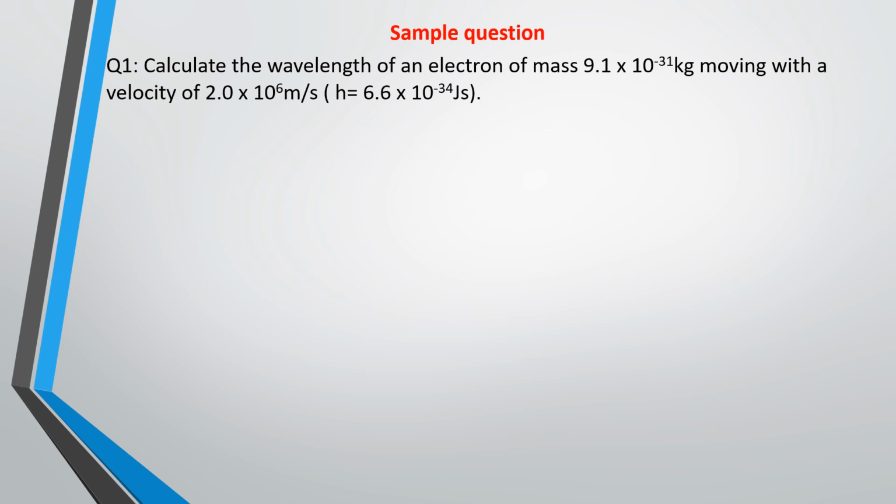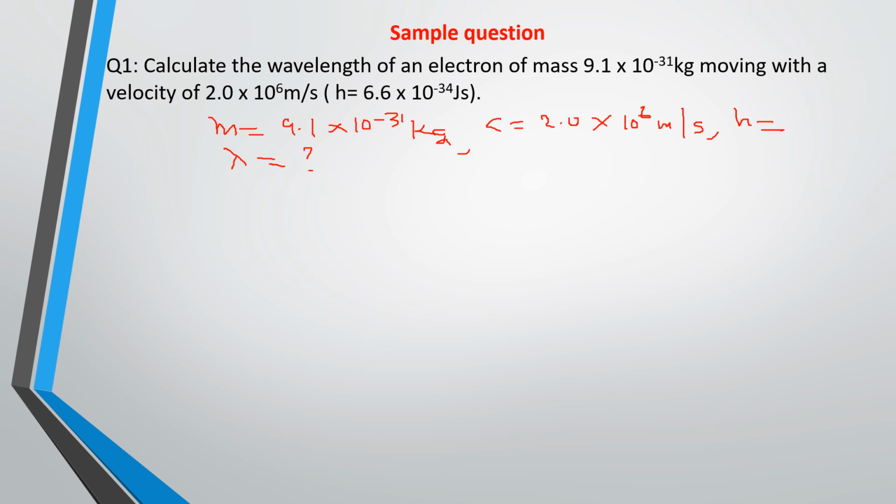Now from this particular question, you are given the mass, 9.1 times 10 to the power minus 31 kg, which is the mass of an electron. You are given the velocity of the electron, 2.0 times 10 raised to the power 6 meters per second, and then you know the Planck constant. What you're asked to look for is the wavelength. The wavelength is unknown.